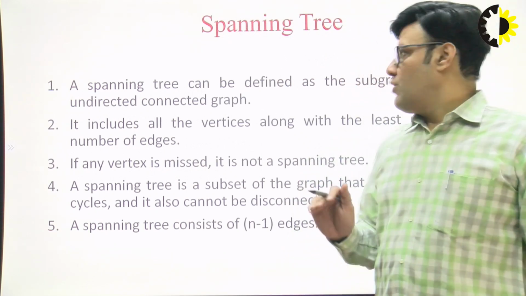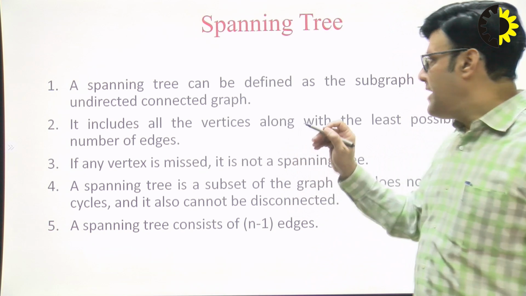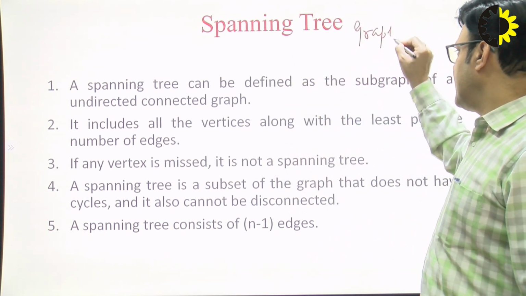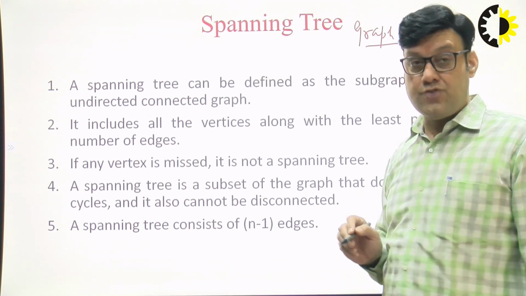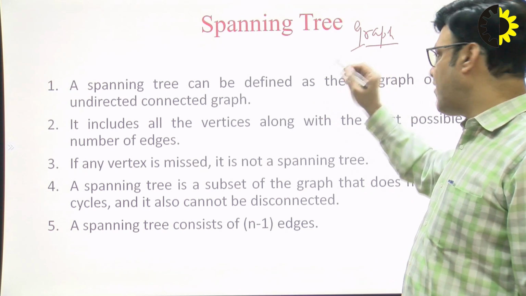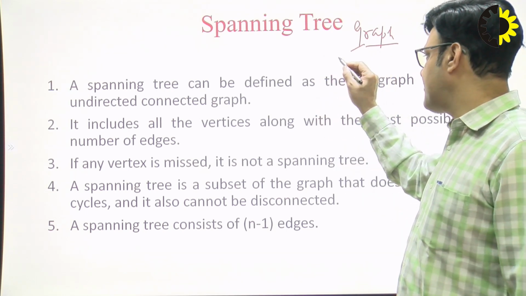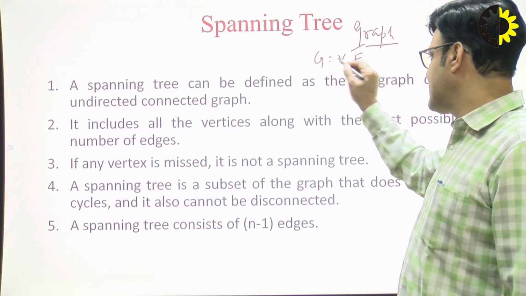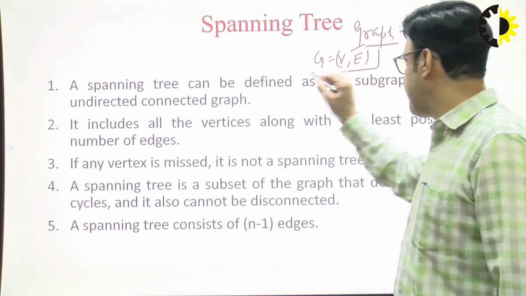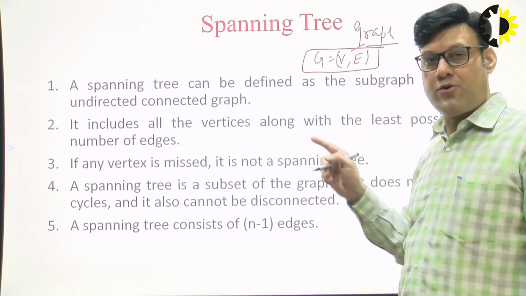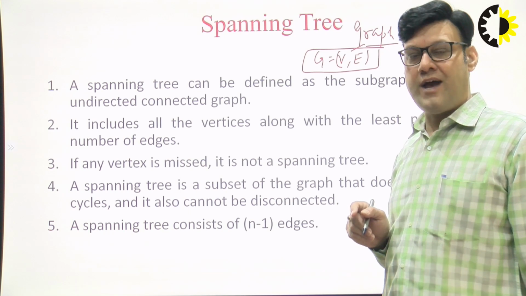Spanning tree. So what we study here, we will study different types of graphs. So first of all, we should know what is graph. So we know that graph is defined as set of vertices and edges. So this is the equation. You will all remember this equation. G is equal to V comma E. So graph is defined as set of vertices and set of edges.